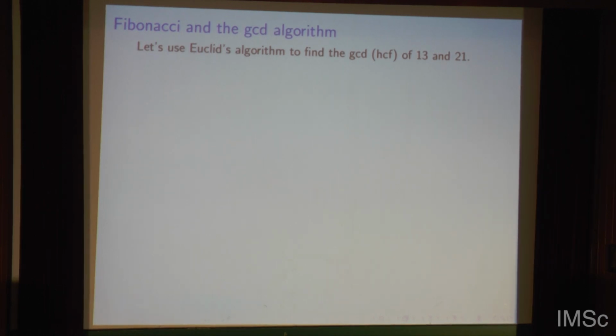This fast growth of the Fibonacci numbers is actually very useful for us. How many of you have seen the GCD? Do you know the GCD of two numbers? HCF, the highest common factor, right? So how do you calculate the highest common factor of two numbers?